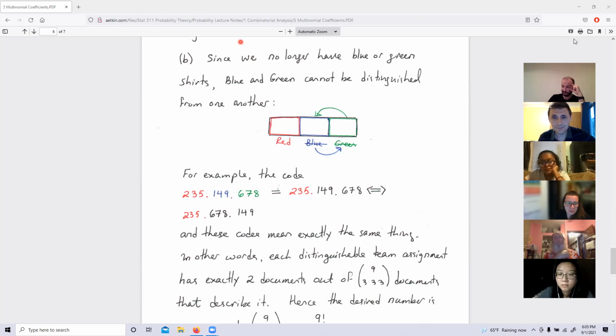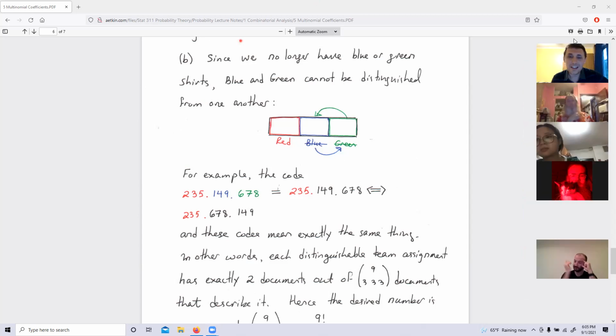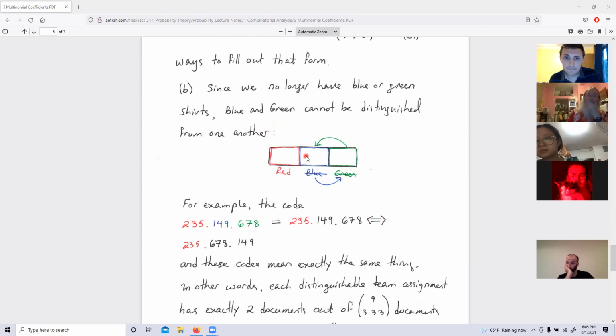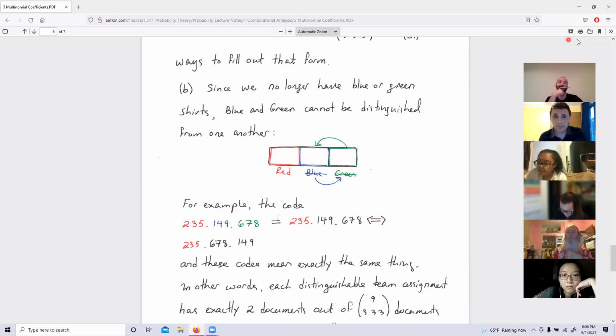Which part? The code. Here we go, guys. Again, blue and green. The blue and green categories cannot be distinguished, but what can be distinguished about people in the blue category? That they are in one team, and the people in the green category, they are in one team. Yes? Beautiful.